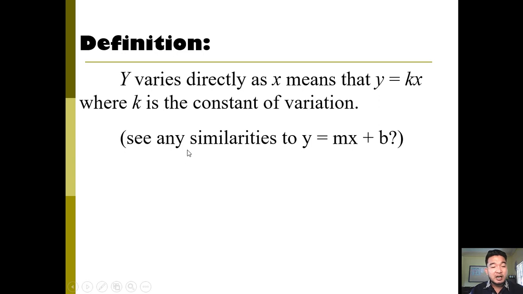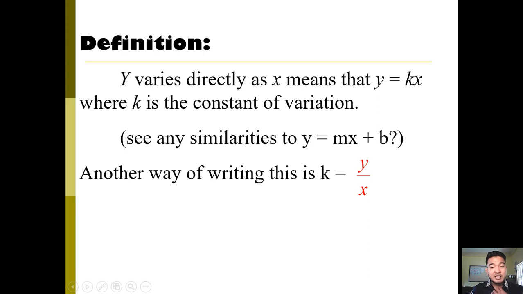And it has similarities with y equals mx plus b. If you still remember, y equals mx plus b is the equation of a line in slope-intercept form. May pagkakahawig, nagkaroon lang dito ng plus b, and m is the constant of variation.